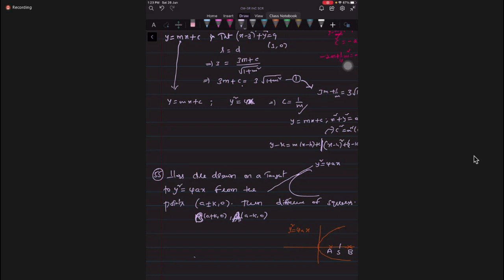Now what they are saying here: if you take any tangent to the parabola, you have drawn perpendiculars from the points to the tangent. Got it, students, all of you? Now they want the squares of these distances, students.